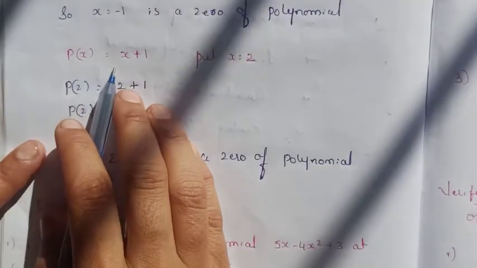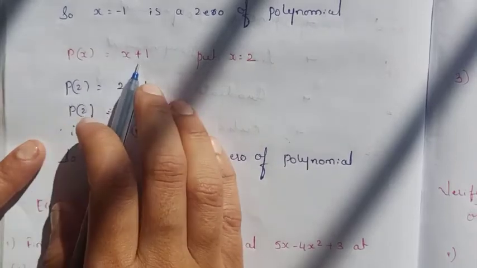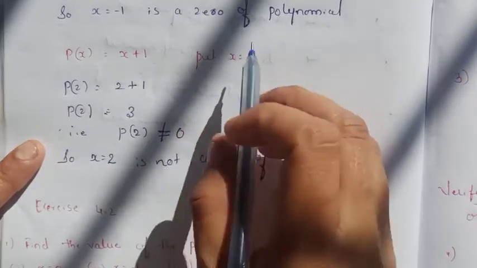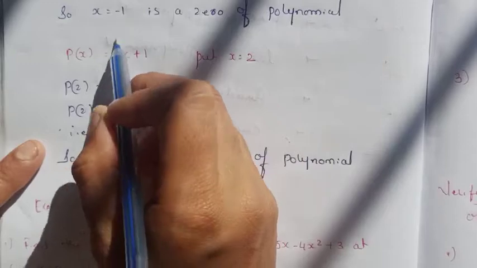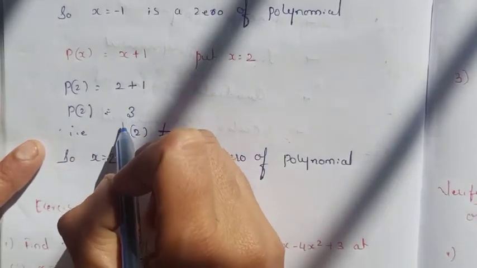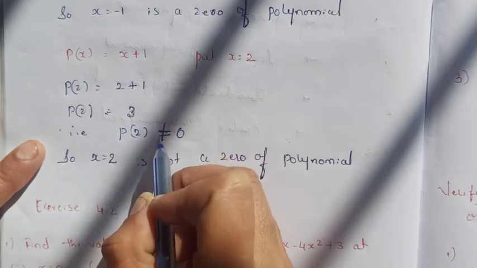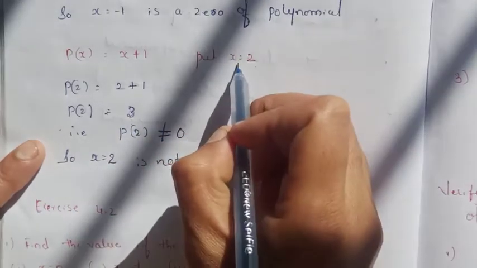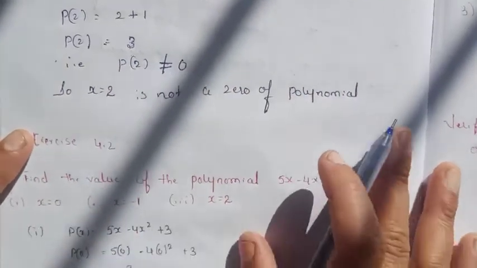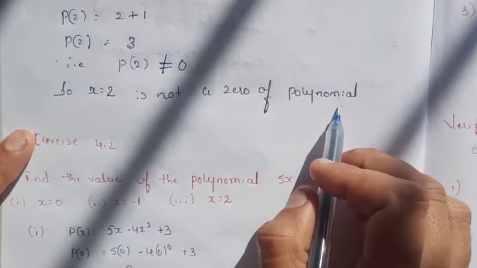Let's take another example. p of x is equal to x plus 1 is the given equation. When I substitute x equal to 2, does this equation reduce to 0? No, the result is 3. So this value of the variable is not a zero of the polynomial.